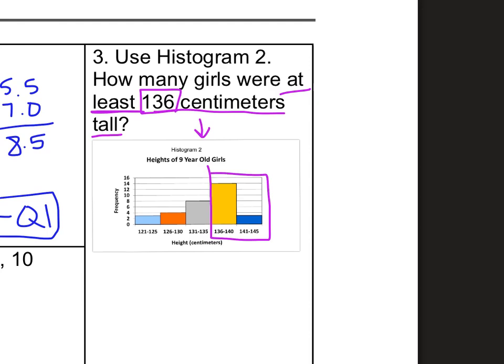All right, so the question is how many girls are within those marks between 136 and 145, since they can't be 135, right? They cannot be 135 because that would not be at least 136. So we're looking at 14 for the yellow and 3, which is 17 girls.